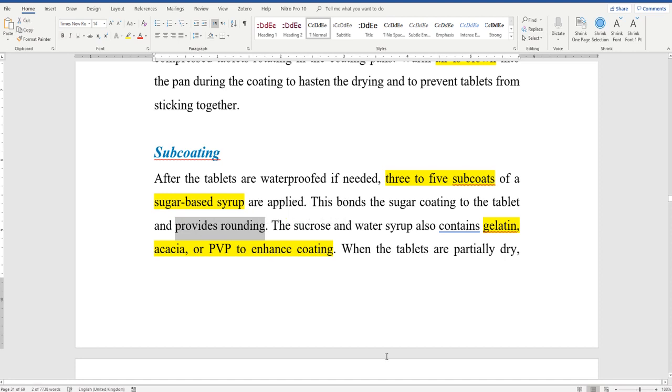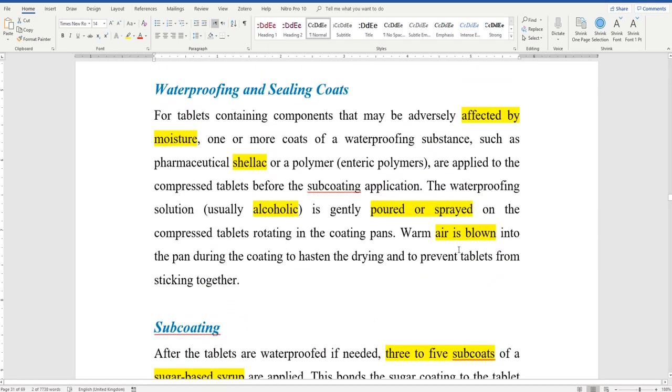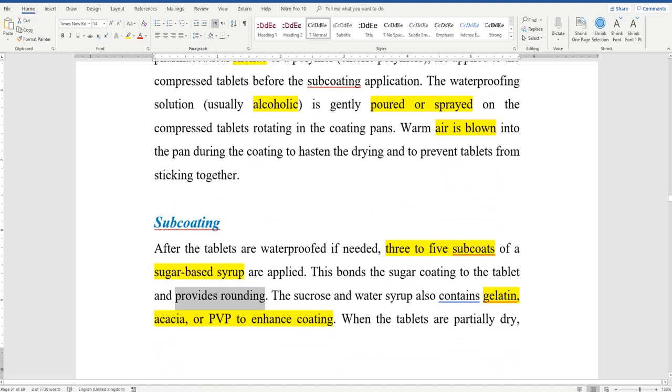It provides rounding to the tablet. That's why when we look at sugar coated tablets, you will see that it's not spherical, but it is rounded, especially from the edges.